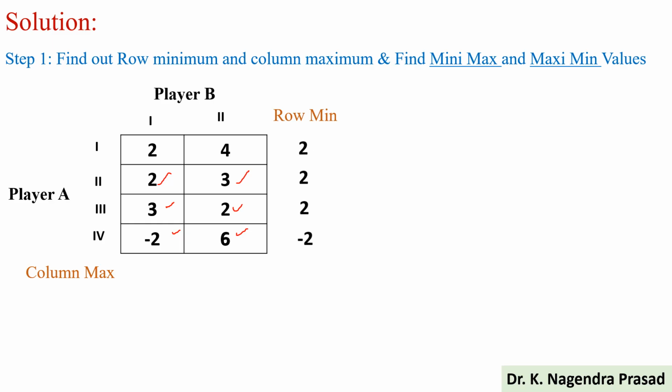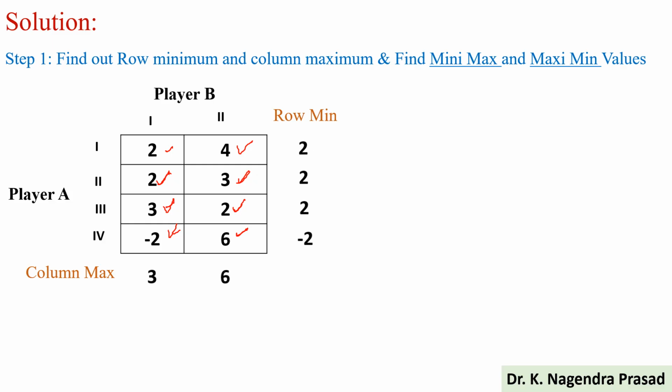Similarly, we have to find the maximum values column-wise. In the first column, values are 2, 2, 3 and -2. Among these values, the maximum value is 3. And in the second column, values are 4, 3, 2 and 6. Among these values, the maximum value is 6.